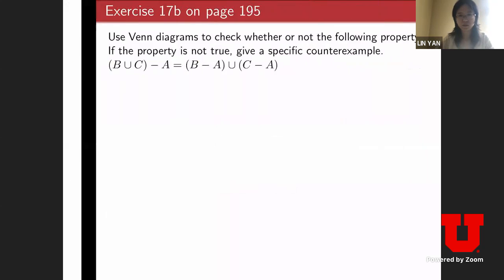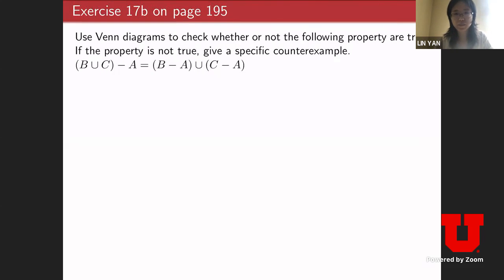So, let's start with the first one. Use a Venn diagram to check the correctness of the set operation. I will give you 1 minute to think about it, and we will try to solve it together.